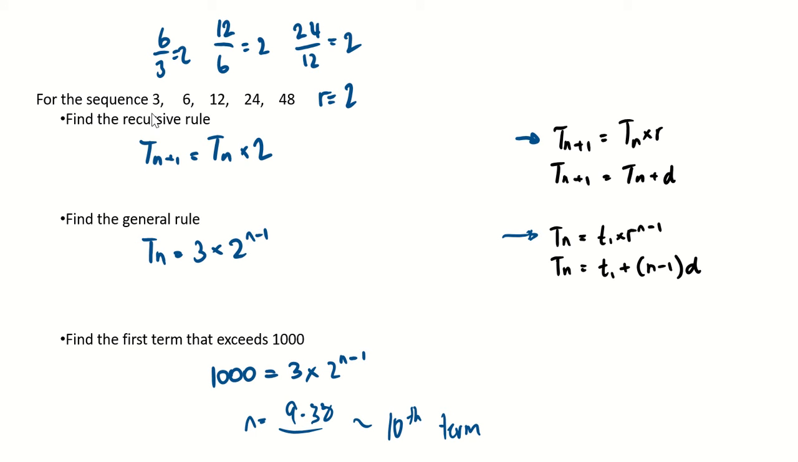So you can see here that we've been given a sequence. We're asked to find the recursive rule, find the general rule, find the first term that exceeds 1,000. This question I used a ClassPad for, and we'll get to that in just a second.